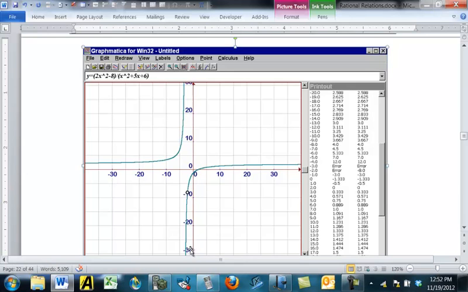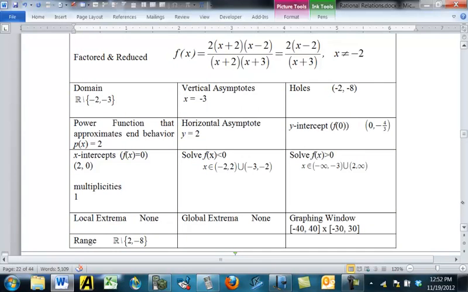So what's the range? Well, you get almost everything, but it doesn't have this y value where the hole is because it's not picked up there or anywhere else. So it doesn't have -8. And it doesn't ever cross the horizontal asymptote in this case, which was 2. So it's all reals except for 2 and -8.